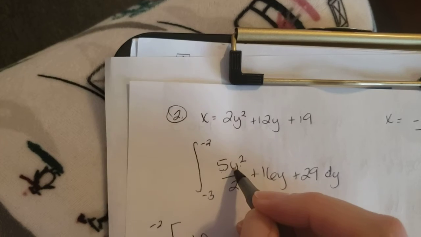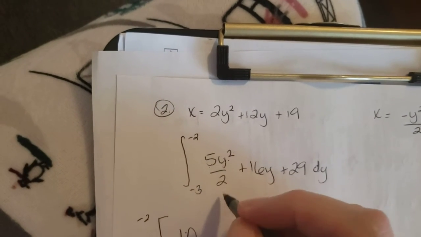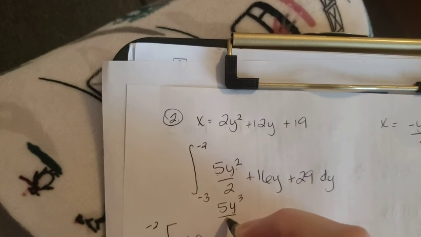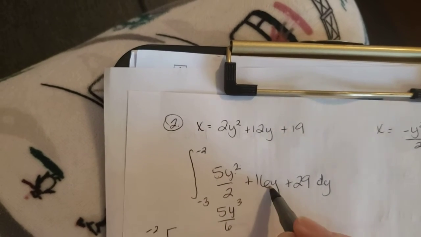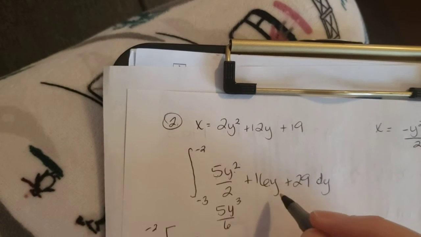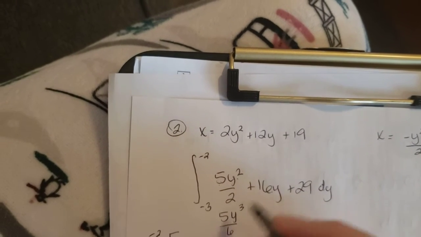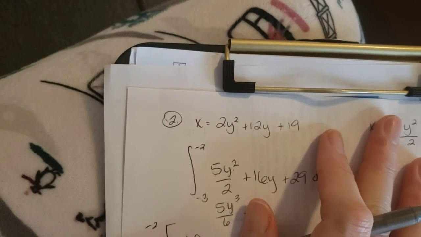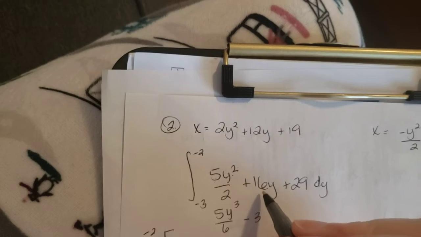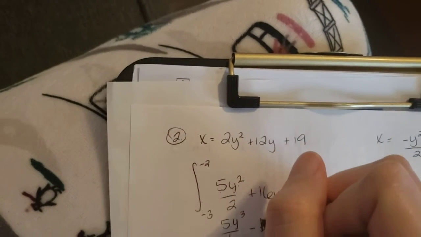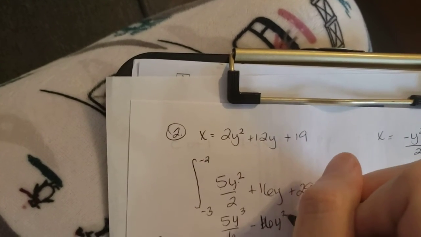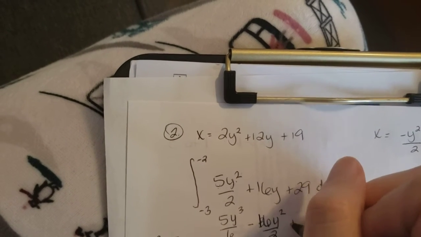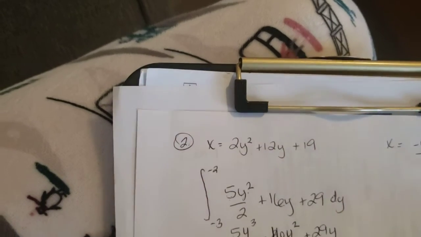Okay, so 5y squared would become 5y cubed over 6. 16y would be 16 times -2, so minus, well, y'all, 16y would become 16y squared over 2, and then 29 would become 29y.